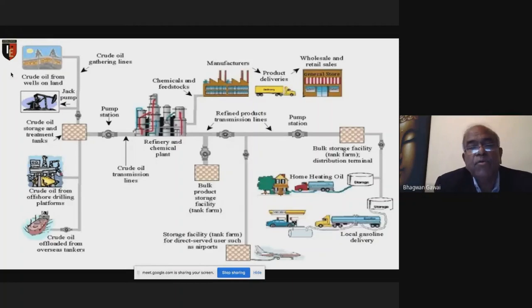Now, from the upstream, I will explain through the diagram. Crude oil comes from a well on land. This is the jack pump, and this is how the pumping takes place. From here, it goes through a pipeline to the storage area. Then from the storage area, it goes to the refinery. Then from the refinery, it is processed and goes for usage. So this is a complete diagram of the entire process.